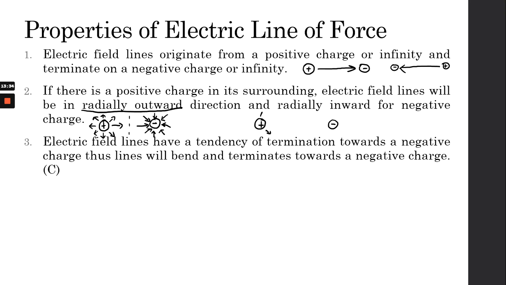What will happen is these lines right here are not always straight. What they can do is they can actually bend. So I'm going to draw it something like this, and then it can go this way, and this way, and it can keep bending, something like that. So they have a tendency to always terminate on the negative charge. Hence, the line will always bend and terminate towards a negative charge. So they're not always going to be a straight line. They actually will bend. So that's another property of electric force.